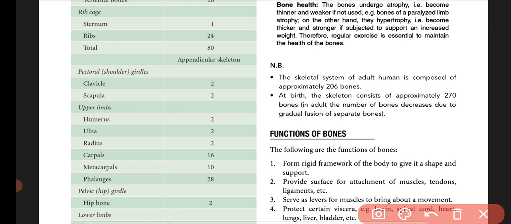And the next one is the appendicular skeleton. Under the appendicular skeleton, one division is the pectoral or shoulder division. In the pectoral division, there is the clavicle, 2 clavicles in total, one on each side. The next one is the upper limb: humerus 2, ulna 2, radius 2, carpal bones 8 plus 8, metacarpals 5 plus 5, and phalanges 14 plus 14 in both regions.